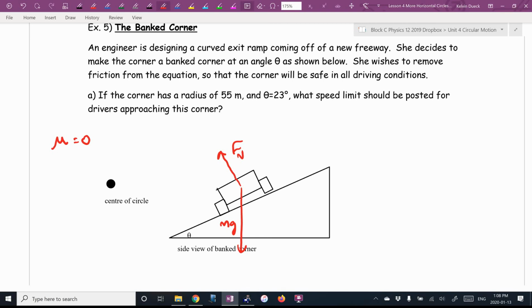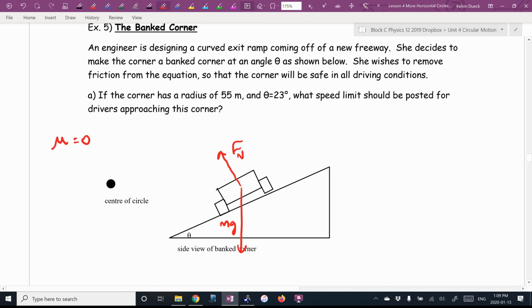Now, normally, I would break this up into components, but there's a better way to do this. If you did break this up into components, you would take that normal force and break it up into a vertical and a horizontal, because it's this horizontal component that's pushing you in a circle. We don't want to break things up parallel and perpendicular because our circle is a flat horizontal circle, so we want to match it. And it could be done.